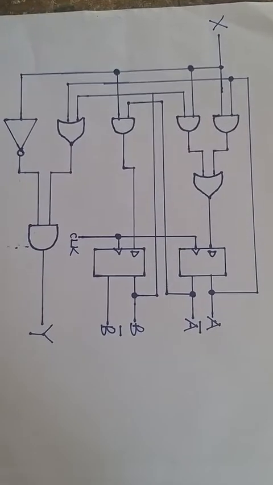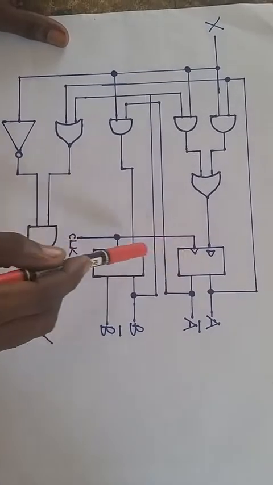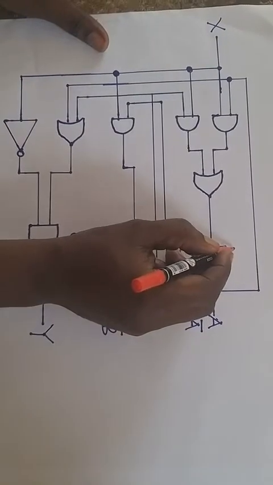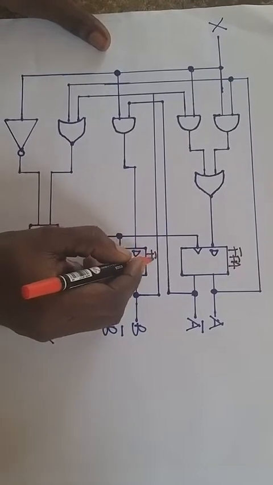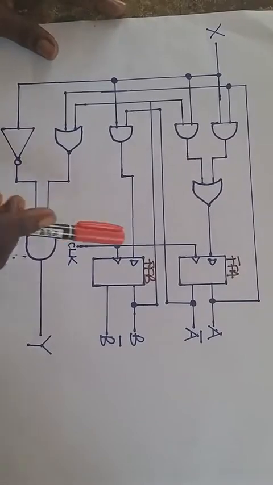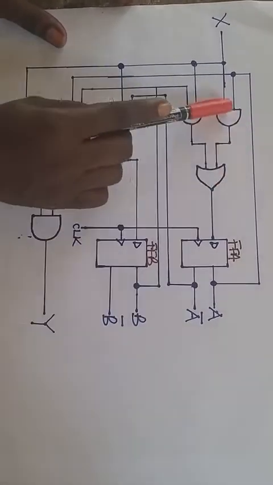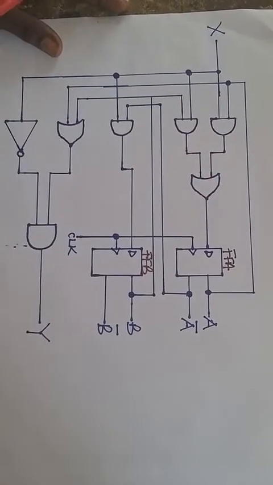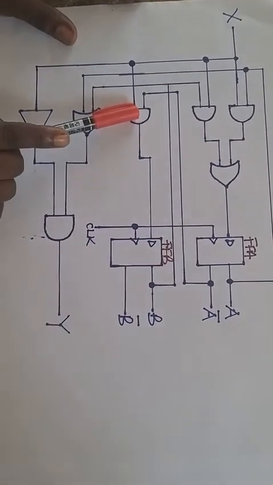So let's do it together. As you can see, we have two flip-flops. We're given two flip-flops and they are all D type flip-flops. Let me call this flip-flop A, and then I call this flip-flop B. Now the input to flip-flop A is a combinational circuit made up of an AND gate and an OR gate. The input of flip-flop B is an AND gate.